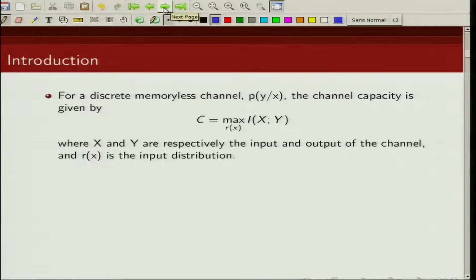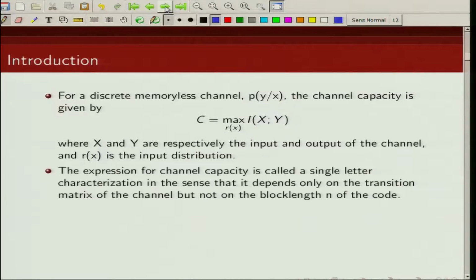So as we know, for a discrete memoryless channel with transition matrix given by P of y given x, channel capacity is given as the maximum mutual information between the input x and the output y, and the maximization is taken over all input distributions. Here I am denoting the input distribution by R of x. X is the input to the channel and y is the output of the channel. Now as we know, this expression for channel capacity is what we call a single letter characterization. This channel capacity depends on the transition matrix of the channel. It does not depend on the block length of the code used.